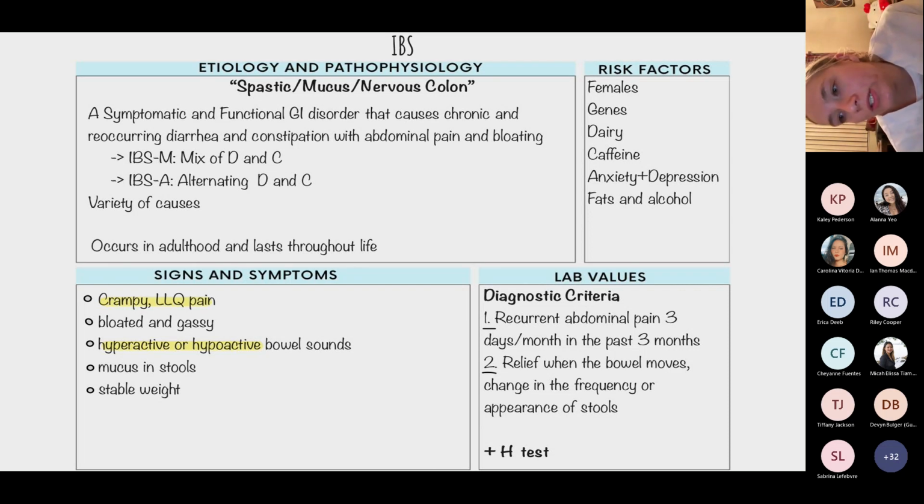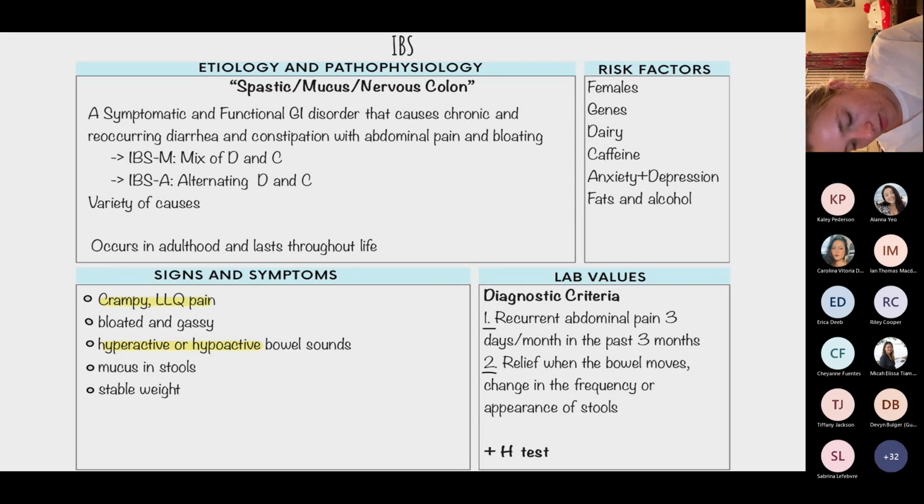IBS, this is irritable bowel syndrome, not to be confused with irritable bowel disease. So essentially with IBS, we have this alternation between diarrhea and constipation, and really the GI system's just going a little bit out of whack. And how do we diagnose it? They have to have recurrent pain for at least 3 days a month within the past 3 months. And usually this pain gets relieved when you move the bowel, and that's not limited to surgery.